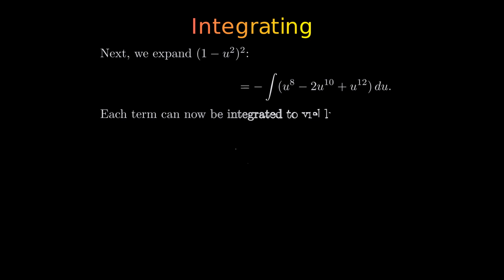Next, we expand. (1 minus u²)² equals 1 minus 2u² plus u⁴, so we have minus ∫(u⁸ minus 2u¹⁰ plus u¹²) du. Each term can now be integrated to yield minus (1/9 u⁹ minus 2/11 u¹¹ plus 1/13 u¹³) plus C.